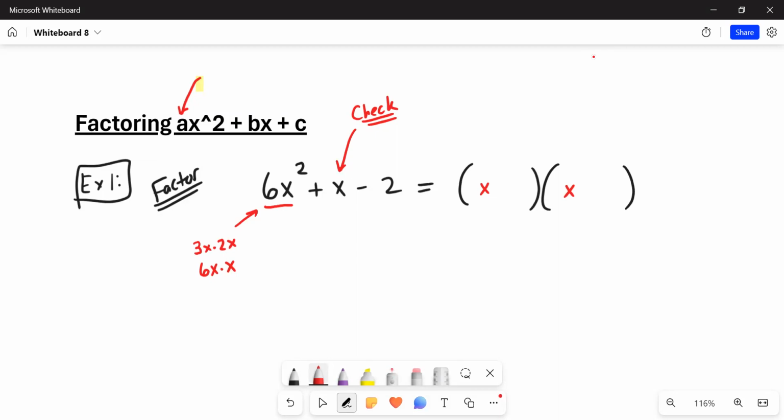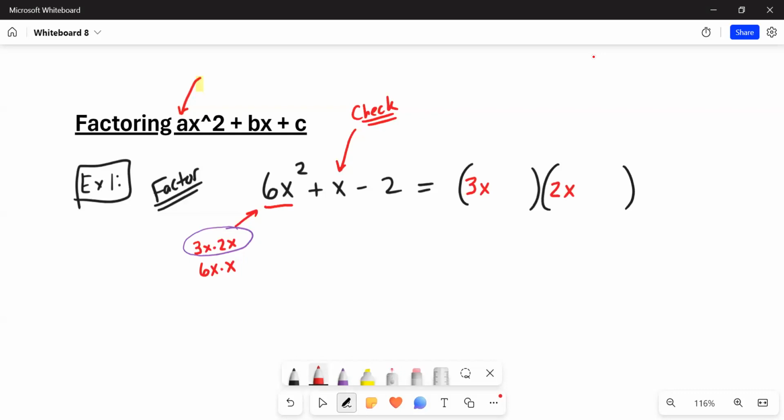And the reality is both of those could work in some situations, not in this situation. But most of the time, only one of those will work. So you can pick one, and if it doesn't work, you can try the other one. So this time, I'm going to start off with a positive. I'm going to try to pick what I think is the right one. I believe that 3x times 2x will work. So let me choose that. I'll use 3x times 2x.